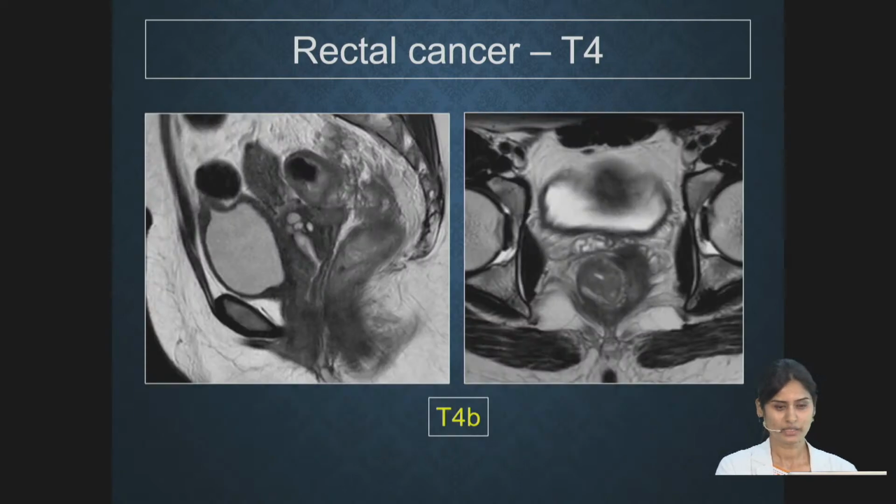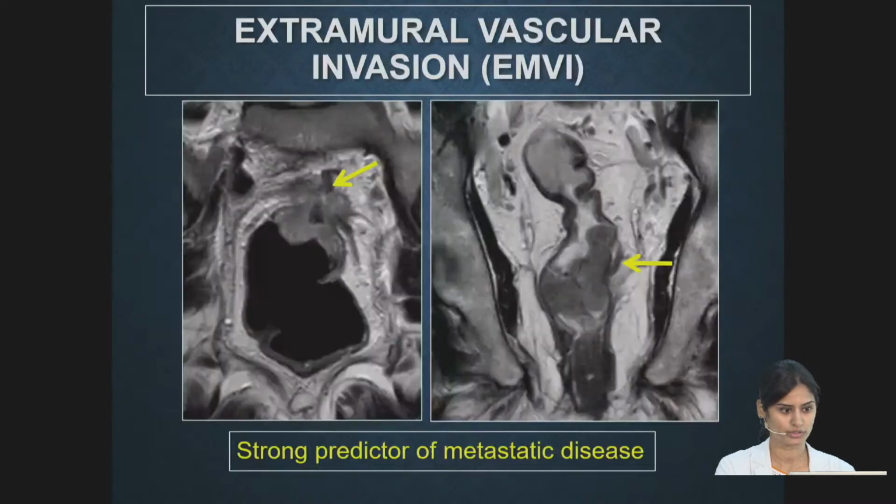These two are examples of T4B cases. The first image is where the tumor anteriorly is infiltrating the cervix, and the second image is where the tumor on the left side is infiltrating the seminal vesicle. So these are T4B tumors.